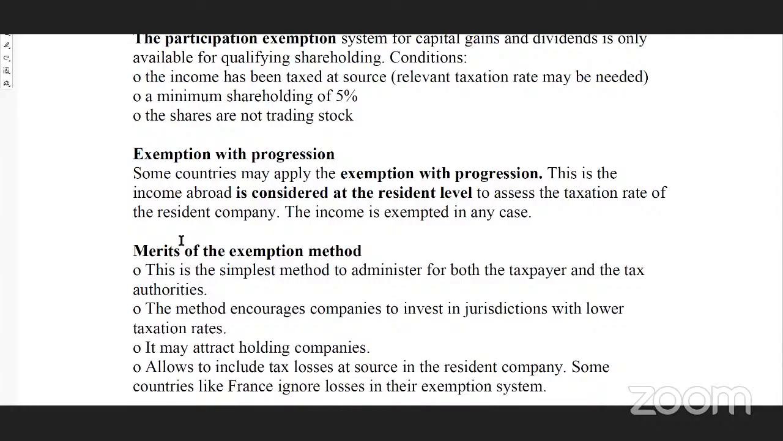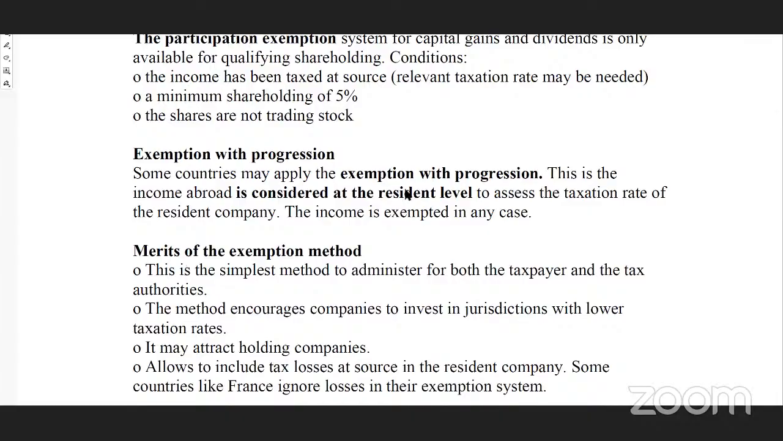So this is the exemption method, and this is how it works. We've seen the calculation already, but you've seen how it works. So it is the simplest method to administer, the exemption method, right? Because that one, you just exempt the income. And the method encourages companies to invest in jurisdictions with lower tax rates.